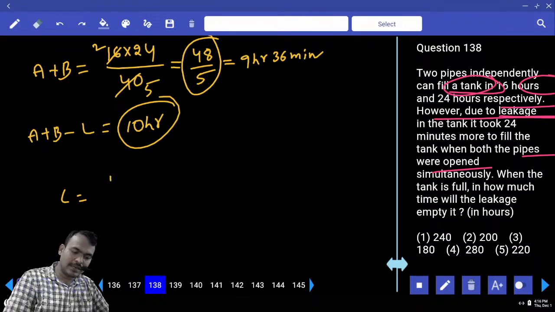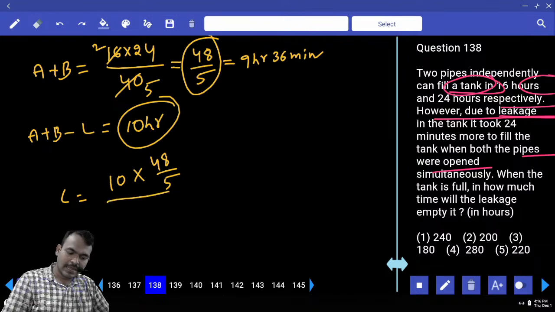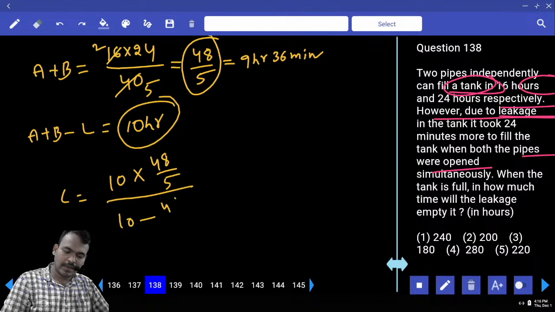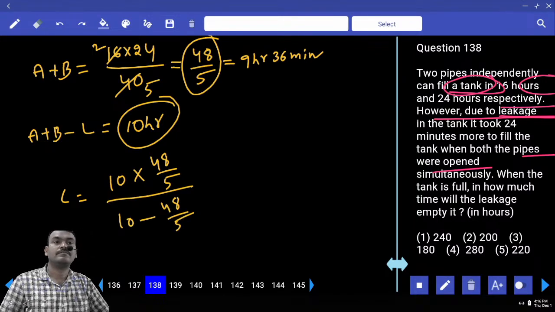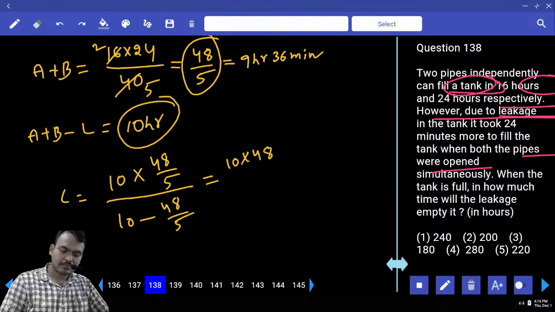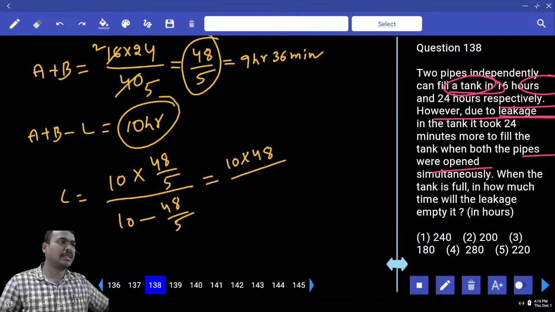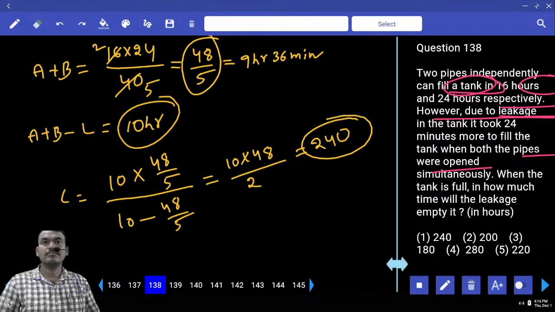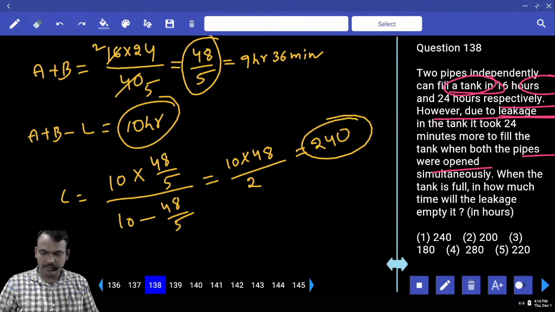Subtracting. Then we write 10 into 48 by 5 over 10 minus which one? 48 by 5. Numerator 10 into 48. Denominator: 5 tens are 50 minus 48, which is 2. 480 by 2 means how much? 240. How many hours? 240 hours.